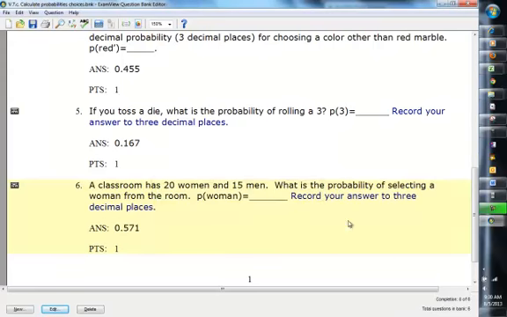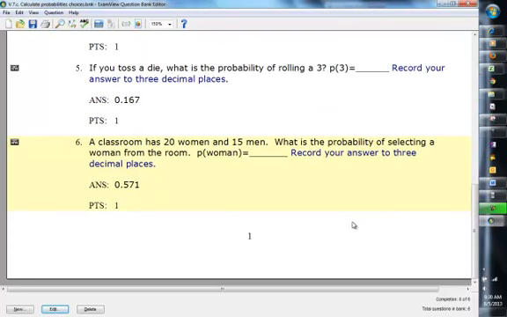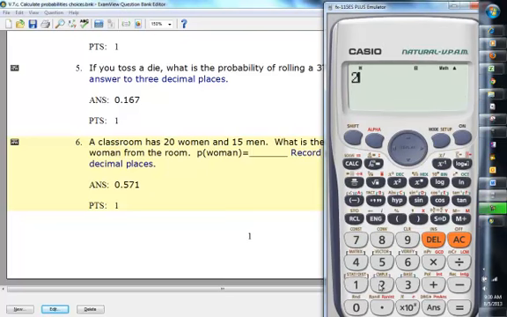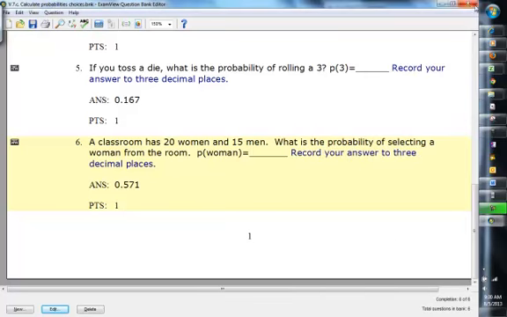So these are, oops, we got another one here. A classroom has 20 women and 15 men. What's the probability of selecting a woman from the room? So we would take 20 out of 20 plus 15, which is 4/7, which is 0.571. Next one.